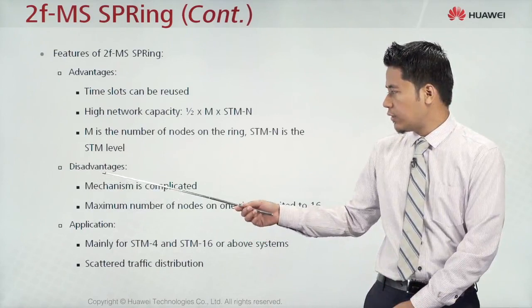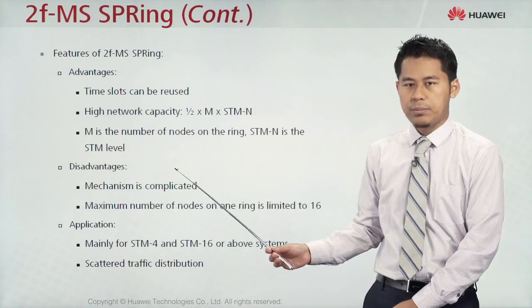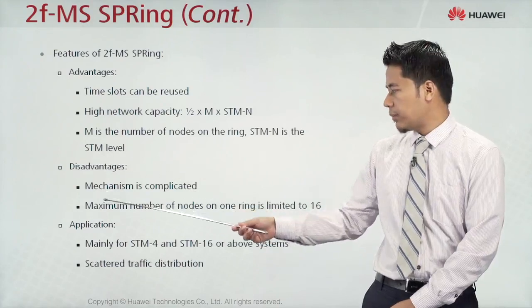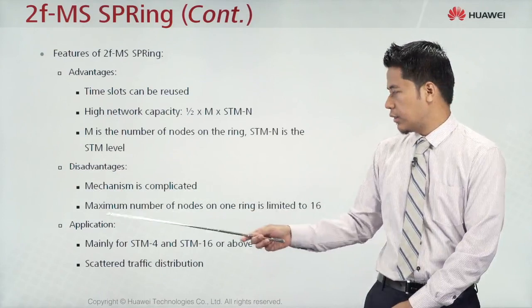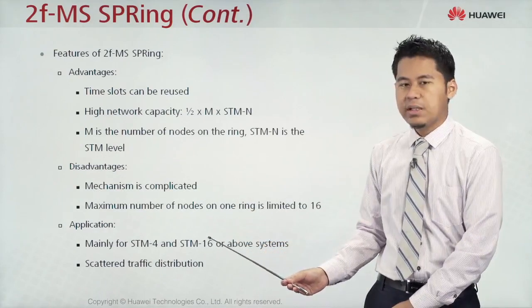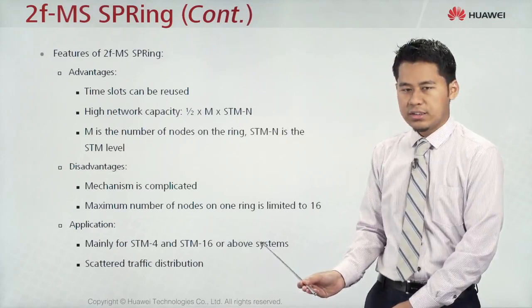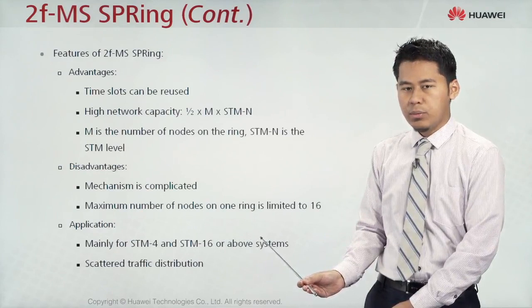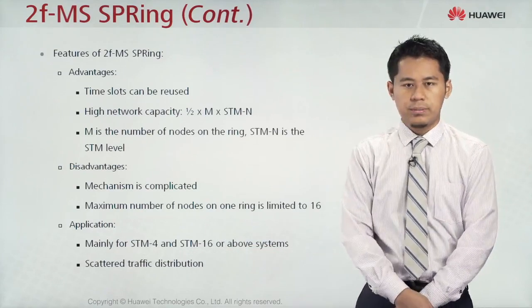The disadvantage of this is that the mechanism is too complicated. Yes, this protection might be complicated to handle. And of course, the maximum number of nodes in one ring is limited to 16. So here, the application mostly we apply for STM4 and also STM16. You can apply it above that, such as STM64, but it will be more complicated at the end.